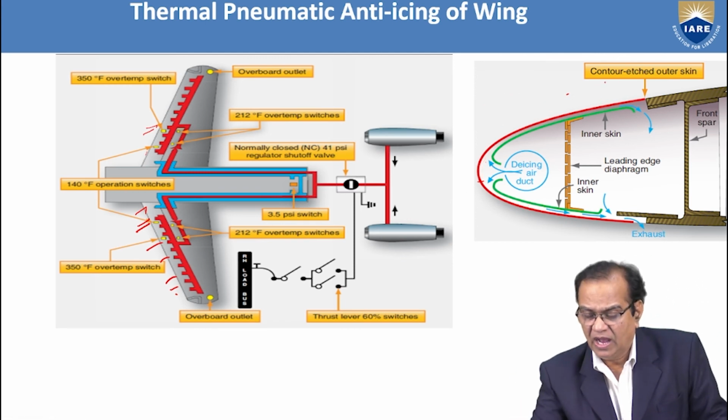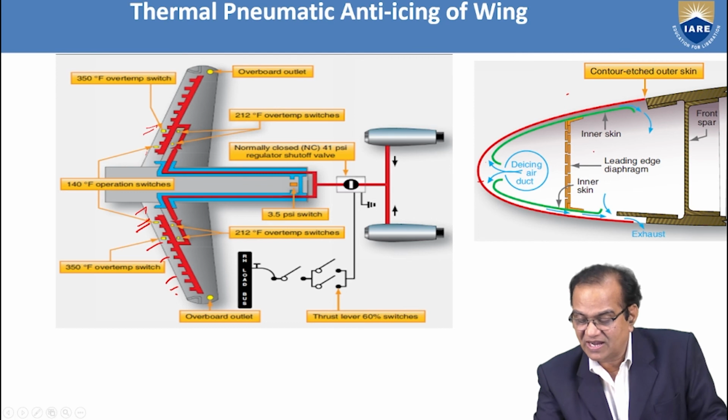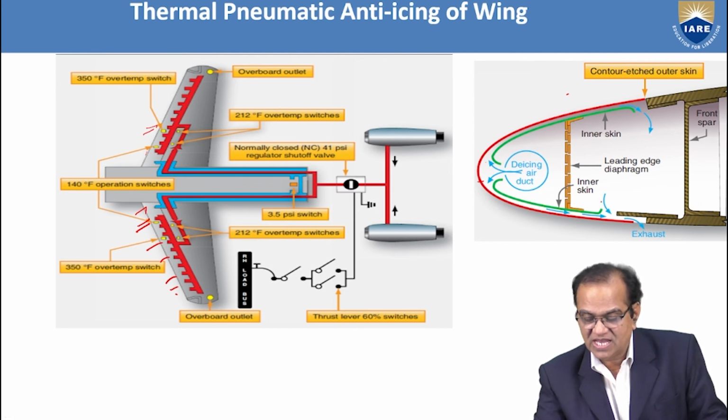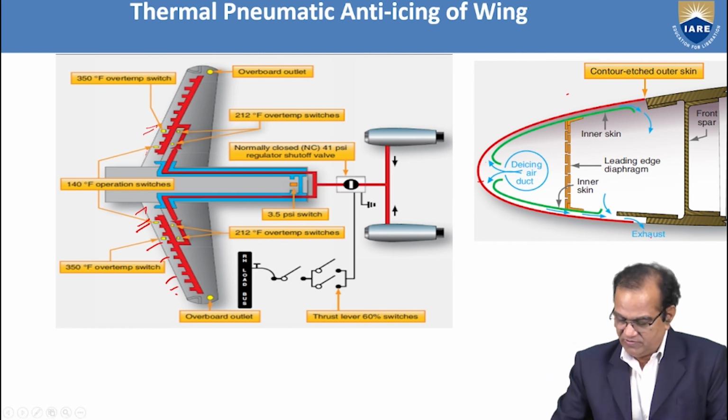Here the contour etched outer skin, this one the red color, inner skin this green color, and here we have the front spar, and here the exhaust gases will enter and they will leave from here.